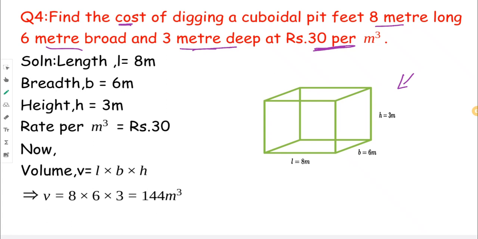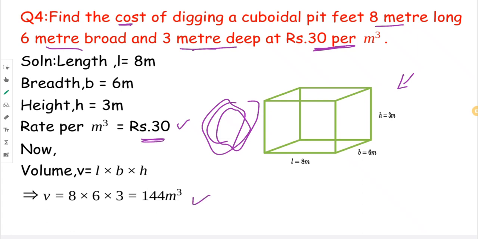Because as I'm digging, I'll get the volume, that is the mud. So they said the rate per meter cube is how much? Rupees 30. All right, so I'll find the volume and then multiply by 30. Clear? So volume is length into breadth into height, pretty simple. Just put the values. Length is 8, breadth is 6, height is 3. And when you multiply, you're going to get 144 meter cube.